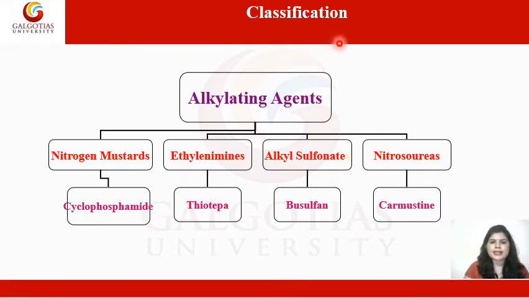Classification of alkylating agents. Alkylating agents are classified into basically 4 categories. Nitrogen mustard compounds: under this category, cyclophosphamide is a drug. Then ethylene amine: thiotepa belongs to the ethylene amine category. Alkyl sulfonate: the drug under this category is busulfan. Nitrosourea: the drugs under this category are carmustine and lomustine. So these are the 4 important classes of alkylating agents.